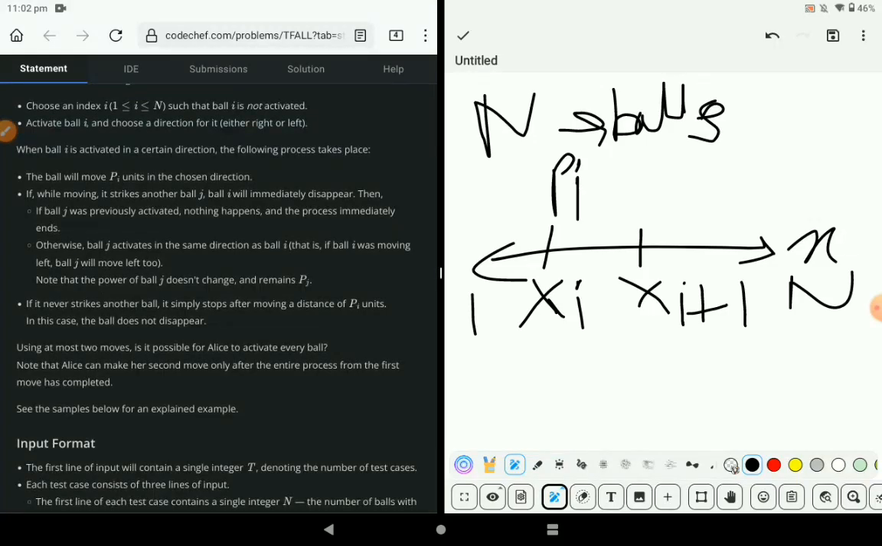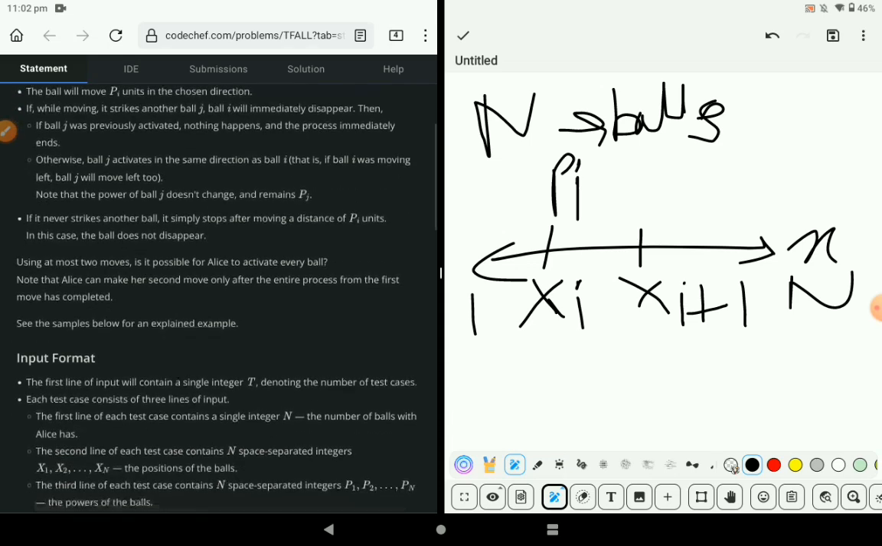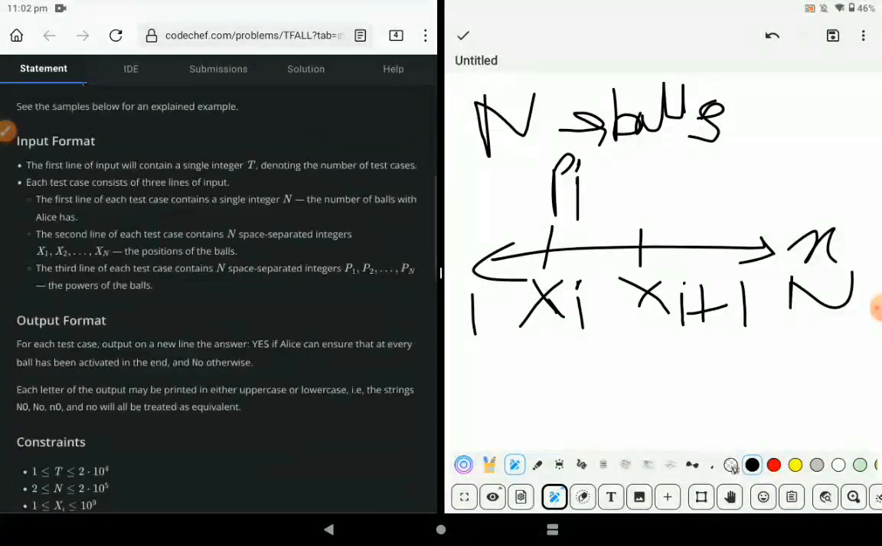So basically what the problem statement says is that we have been given n number of balls, okay, and their powers. According to the power we have to move the ball in the left or right direction, so that if it touches another ball, it activates, and we have to activate all the balls. If all the balls are activated, we print yes, and if not we print no.